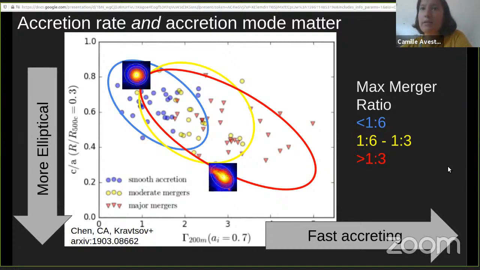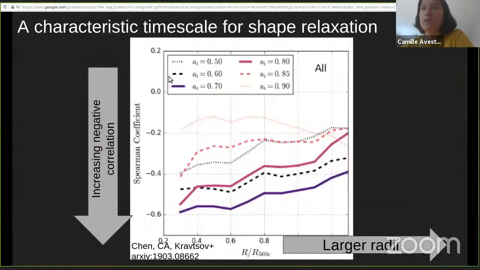And just to highlight the visuals that you're familiar with, those same exact two clusters from the very start, this is where they sit in this space, in the c over a and the gamma 200 mean. So you can see the very relaxed one definitely in the upper left-hand side of the space, and a very unrelaxed one, definitely all the way down at the most elliptical and one of the faster accreting clusters.